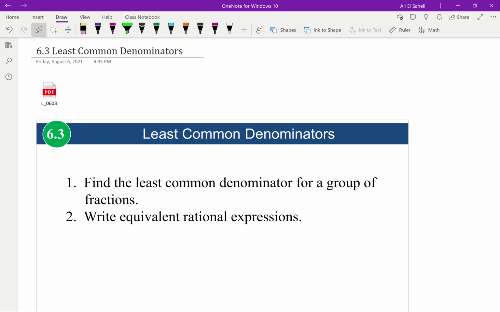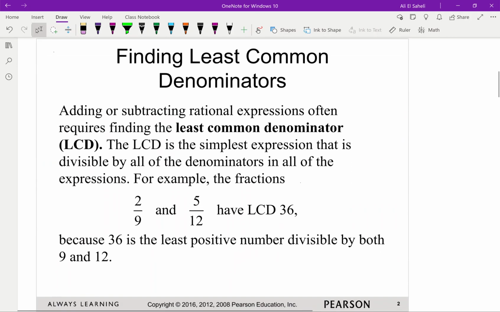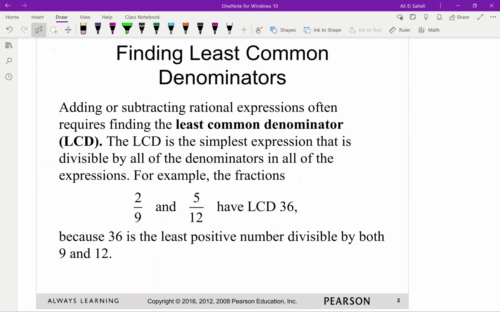We learn about the least common denominator, an extremely important concept, similar to the concept of the greatest common factor. We will learn how to find the least common denominator for a group of fractions, and we will use that to write equivalent rational expressions. Now, if you add or subtract rational expressions, the process often requires finding the least common denominator.